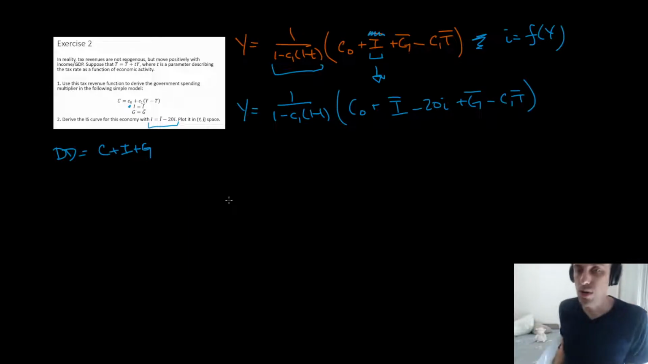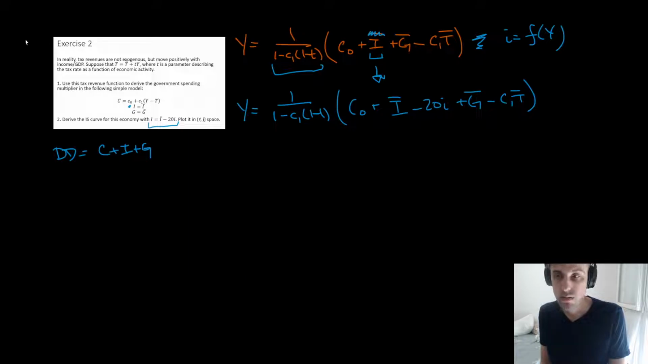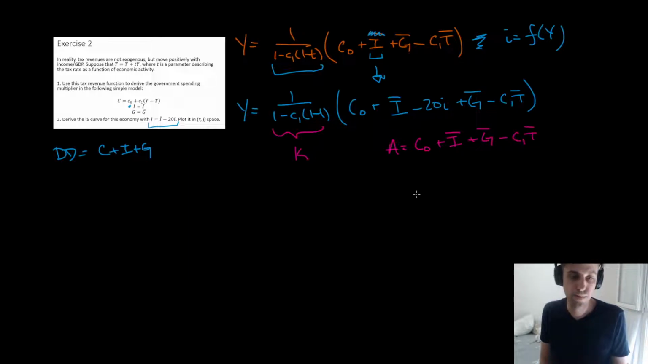Okay. Now in class, what I did was I gathered groups of terms that always stay together and that we don't care about right now into single letters. And that's just to save us writing. I really recommend you do this. So let's call this whole thing k. And we care about i because we want to solve for it, and if we gather it, we can't solve for it. So we'll say that a is equal to c0 plus I bar plus g bar minus c1 t bar. Okay, and so then what we get is that y equals k times a minus 20i.